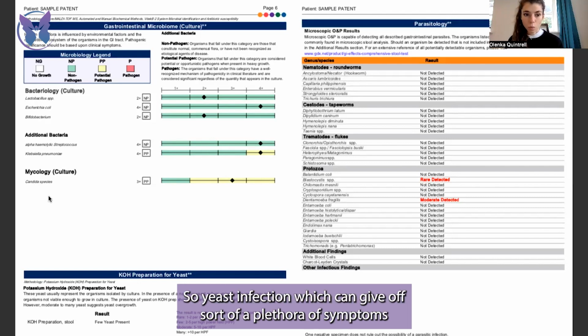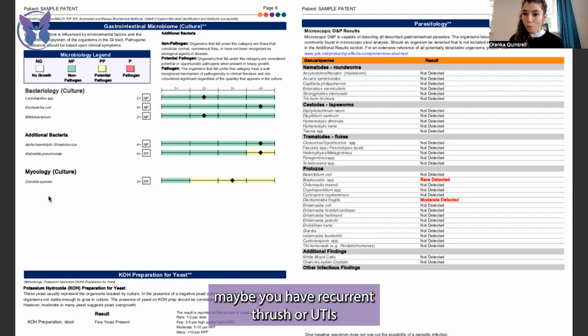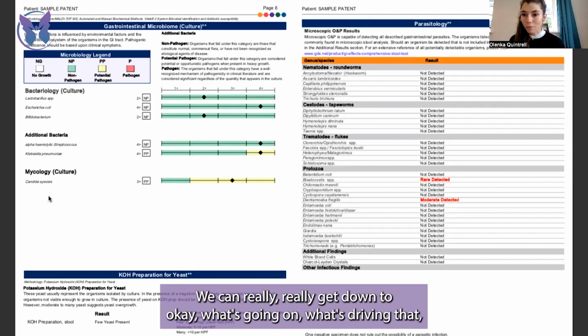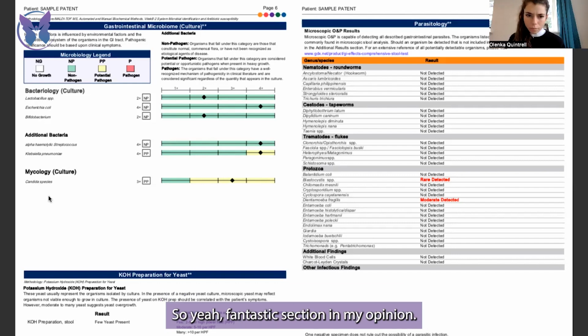Is there a yeast infection, which can give off a plethora of symptoms? You can get things like fatigue or brain fog. Maybe you have recurrent thrush or UTIs. We can really get down to, okay, what's going on? What's driving that? And then we can be super targeted with our approach. So yeah, fantastic section in my opinion.